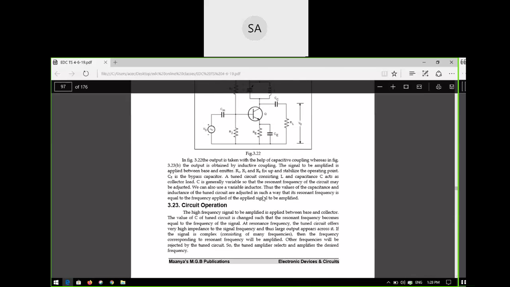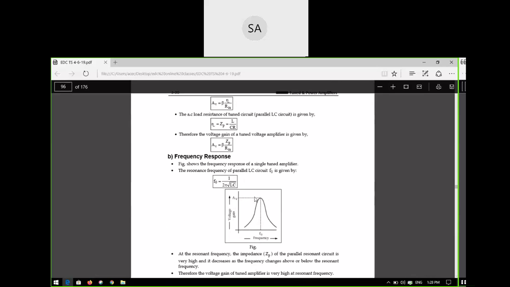At the peak level, you can see the characteristics we already saw. At the resonant frequency, we have some voltage level, which you can call the voltage gain AV. At that frequency only it will be amplified more. The other frequencies are not amplified that much. That means the amplification decreases at frequencies other than F naught.